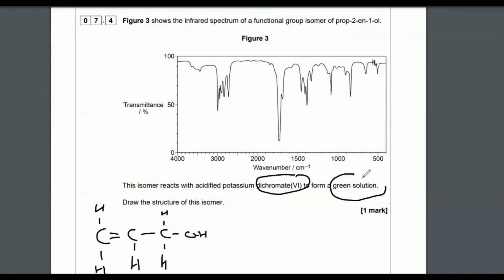Now we know that dichromate(VI) went green. What does that tell us? It tells us it's an aldehyde. So it starts orange, then it goes to those Cr3+ ions that give a green color. And so we know it's an aldehyde.